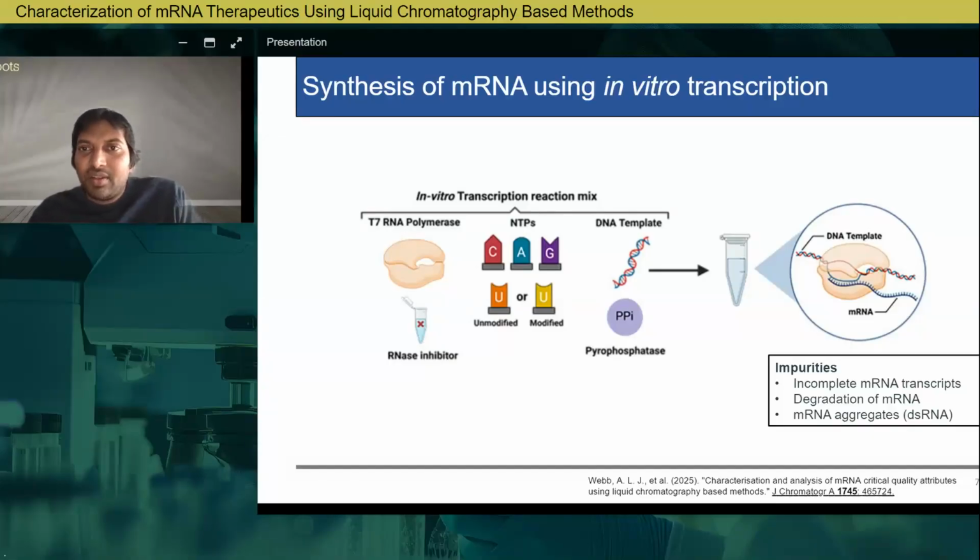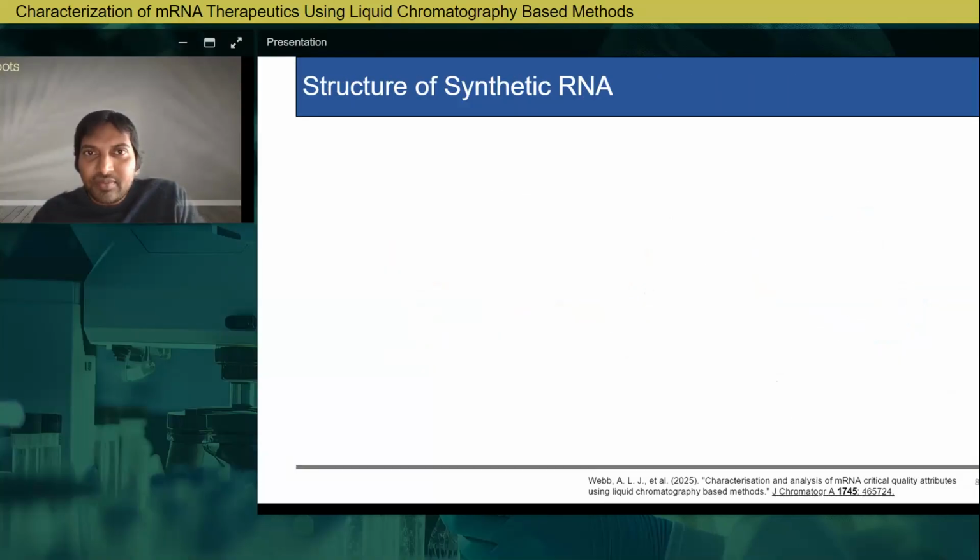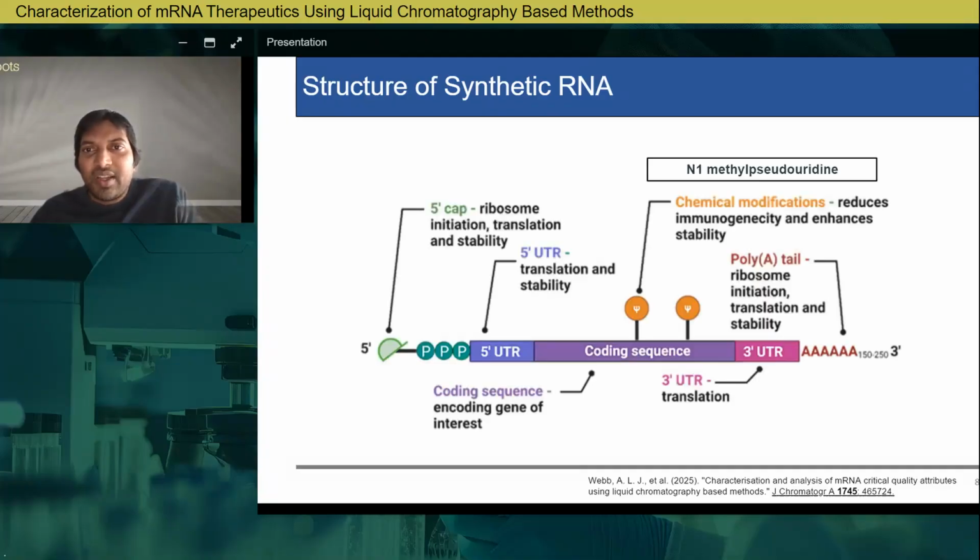So once we have this mRNA, we can really look at how this mRNA is subdivided in such a way that we can define our quality attributes. The structure of a synthetic RNA can be defined ideally into a few different parts. The first part would be what we call the 5' cap, which is a cap region with a triphosphate. The 5' cap is very important for ribosomal initiation, translation, and stability of this mRNA molecule.